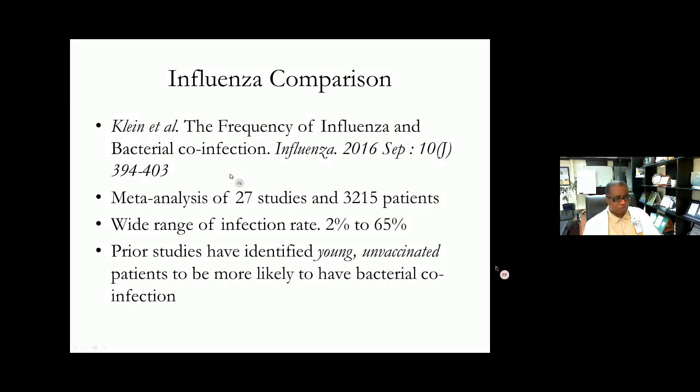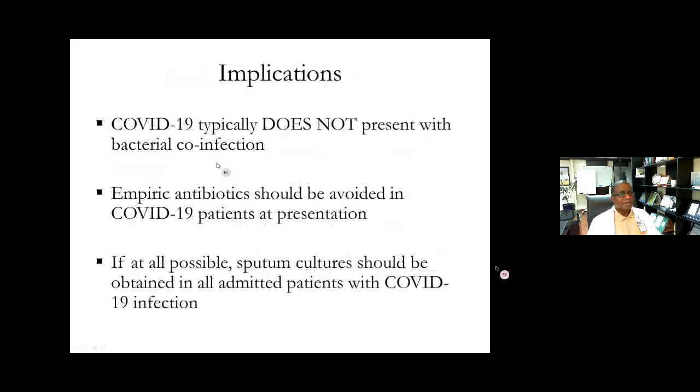So what do we make of all this? How does this translate into clinical practice? What is the recommendation? Well, the implications seem to be that COVID-19 typically does not present with bacterial co-infection. And as a consequence, empiric antibiotic therapy should be avoided in COVID-19 patients at presentation, assuming there's no strong, compelling evidence that there is concomitant bacterial infection.